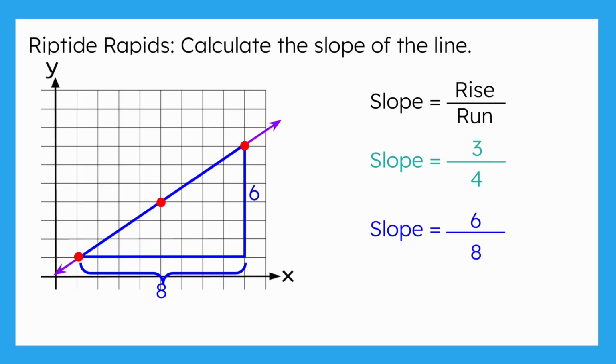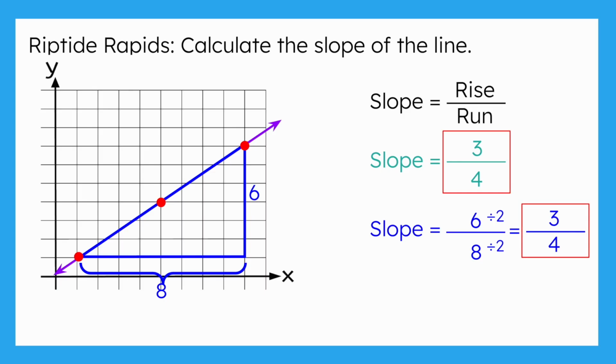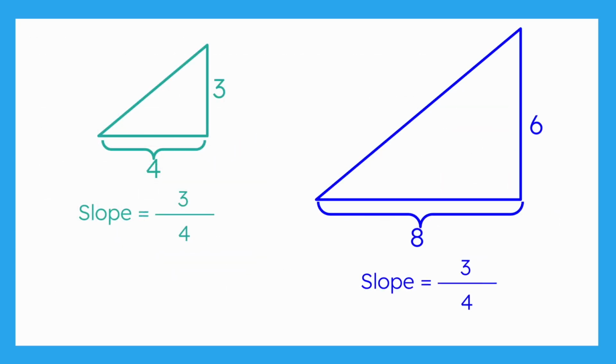Can 6/8 be simplified? Sure seems like it. Go ahead and do that now. 2 goes evenly into both 6 and 8, which gave me 3/4 when fully simplified. Interesting. We got the same answer both times. What does that mean? Well, there's something special about these two triangles. Do you know what it is?